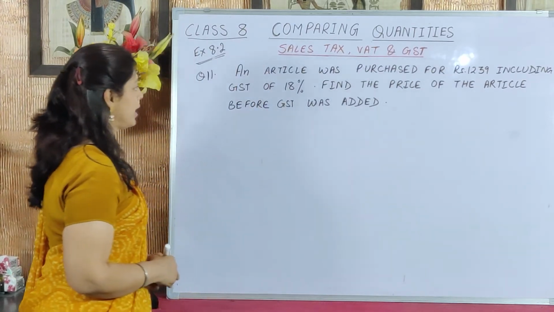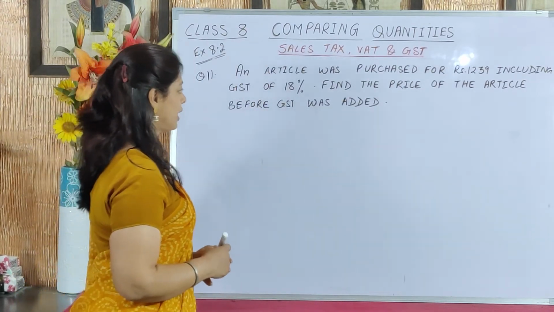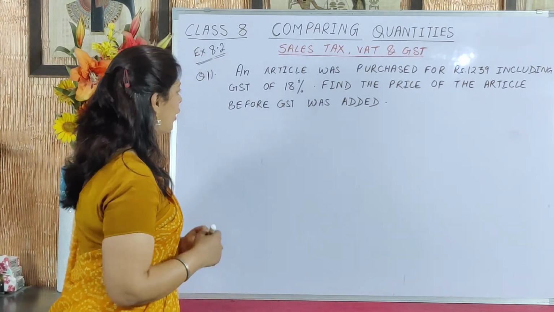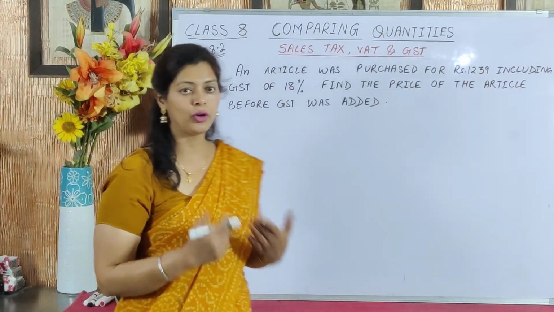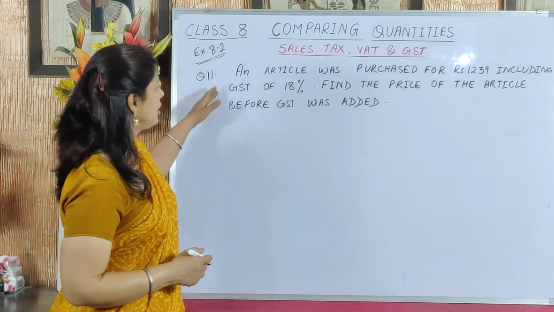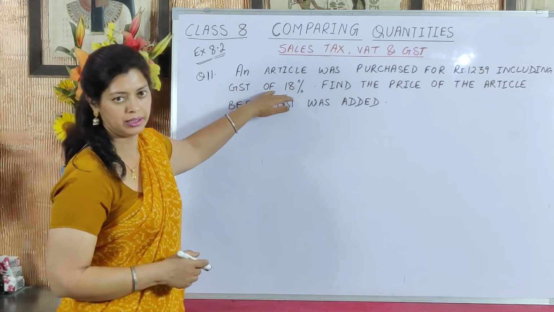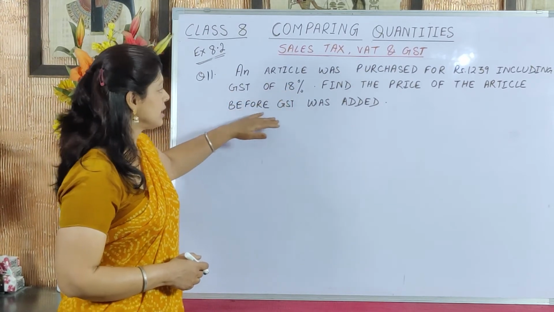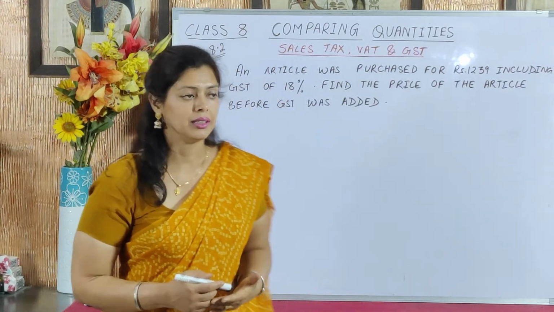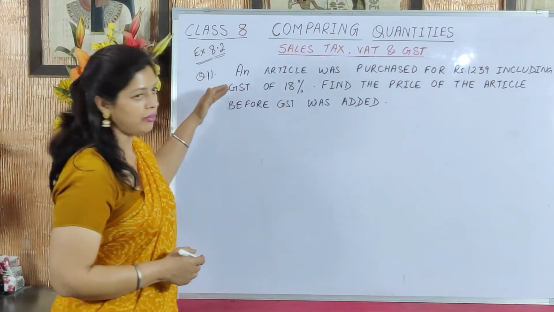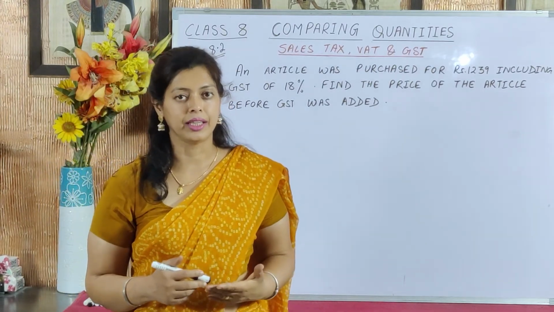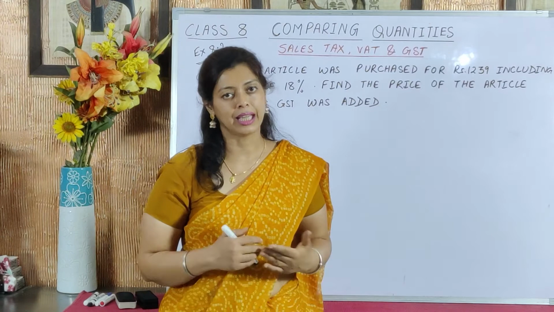Now let's do question number 11. An article was purchased for rupees 1,239 including GST of 18%. Find the price of the article before the GST was added. Now here also we are given the price including GST of 18%. If you see, this question is similar to question number 10. The only difference is here instead of VAT we have GST. Here also we are required to find the original price of the article before the GST was added.